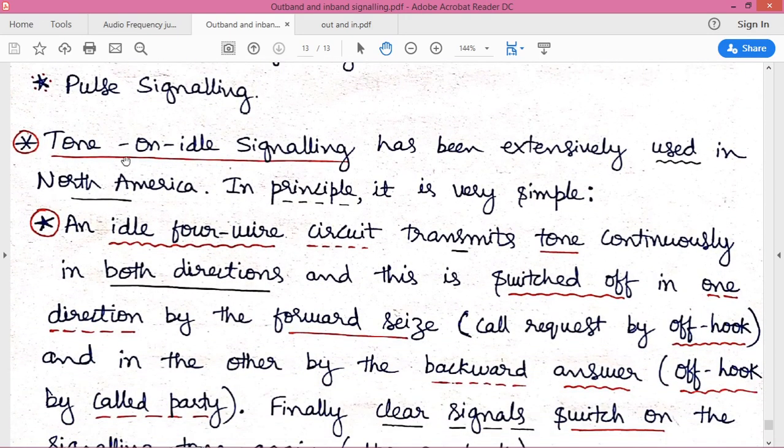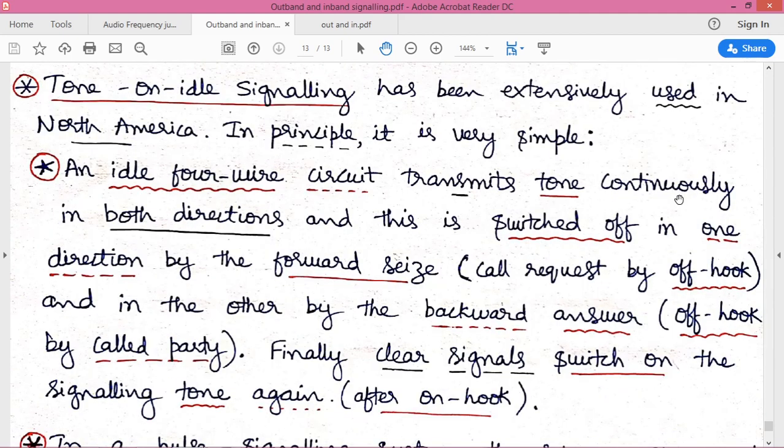So with respect to tone on idle signaling, this was used in North America, and the basic principle behind tone on idle signaling is that an idle 4-wire circuit is going to transmit tone continuously in both directions, and this continuous tone signal will be switched off in one direction by the forward C signal. The forward C signal is also called the call request signal.